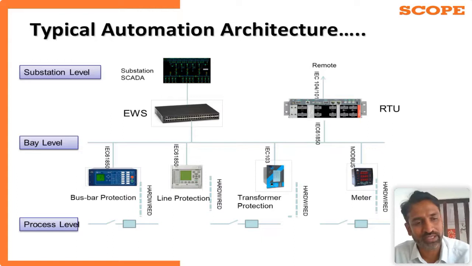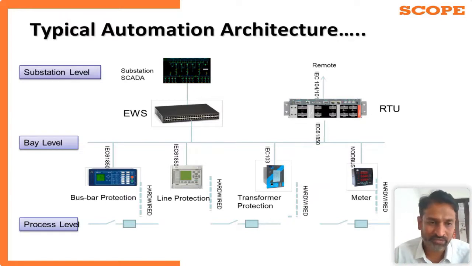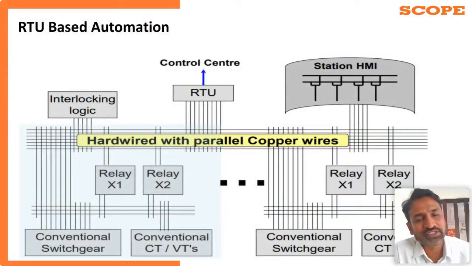But tomorrow, maybe from process level to bay level, we are still using the hardware. But with digital substations using electronic CTs and electronic PTs, we may even replace this hardware with optical fiber. So completely from breaker to relay, breaker to other systems, completely on optical fiber. That is what the future is going to bring. But when we are talking about the RTU based automation system, this is what we still require.